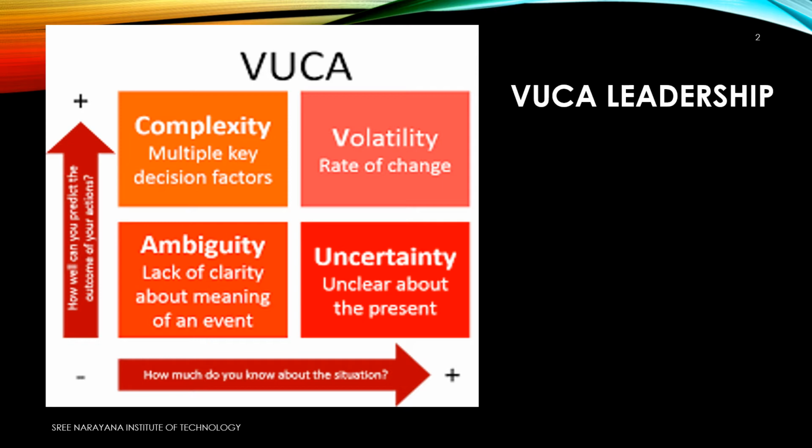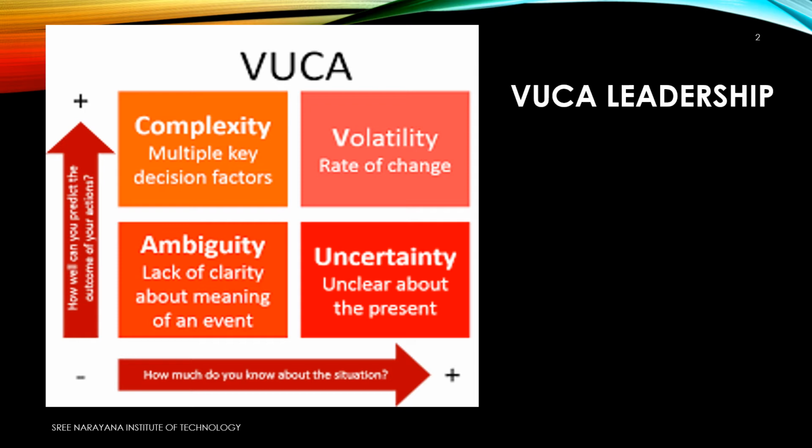Here V stands for volatility, U for uncertainty, C for complexity, and A for ambiguity. So I'll tell you these concepts one by one. Volatility means something that keeps on changing. So you will always have to predict that things will keep on changing, the environment keeps on changing, so the leader has also to change according to changing times.